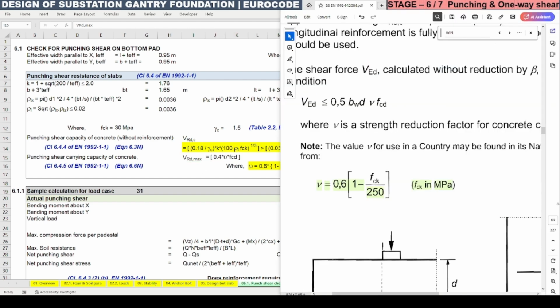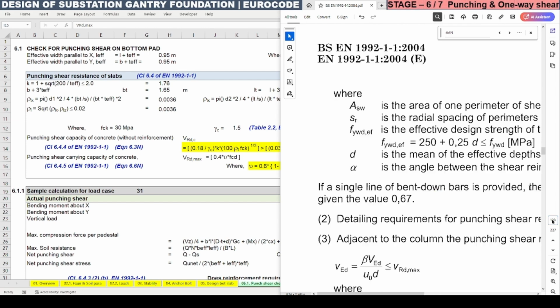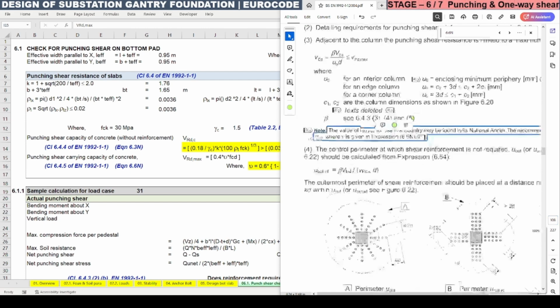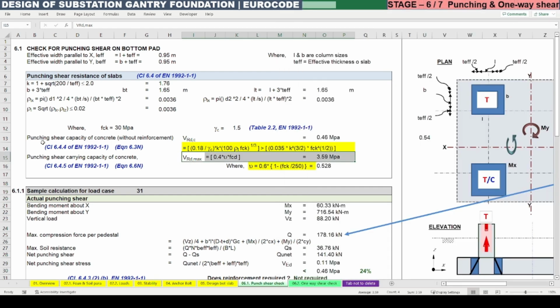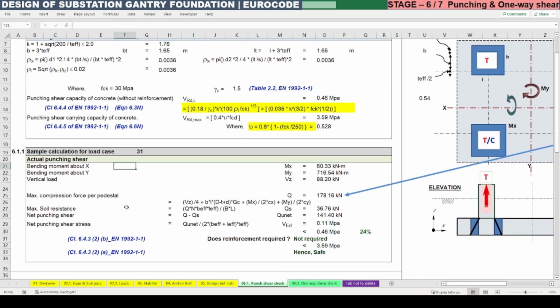So this is what we have calculated as VRd,max. So these two capacities we have calculated. Now next we need to calculate the actual punching shear based upon the sample calculation.